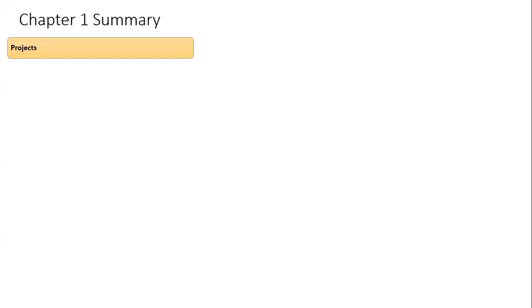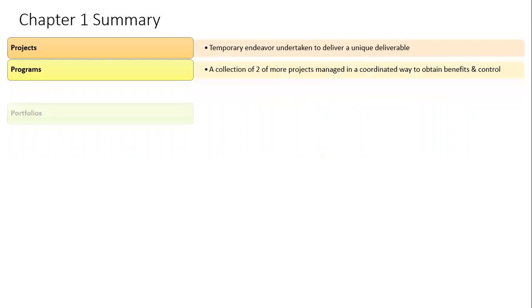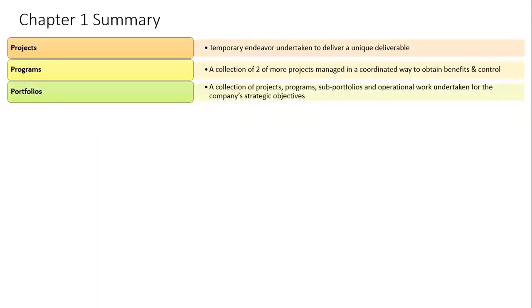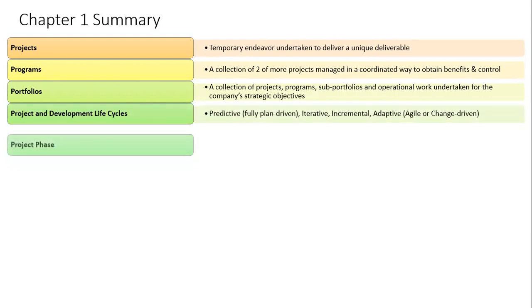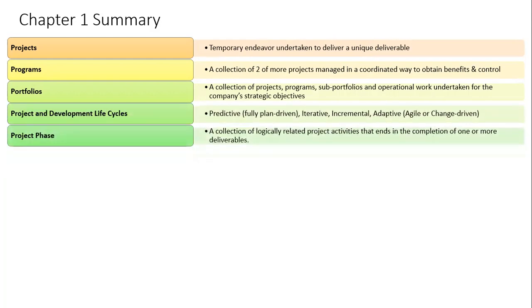Chapter 1 in the PMP Guide is all about the basics: projects, programs, and portfolios. Knowing the differences between each of these, understanding that programs must have at least 2 projects that are interrelated. A portfolio is a collection of projects, programs, operational work, and other endeavors undertaken for the company's strategic business objectives. Understanding the different delivery approaches in project management.